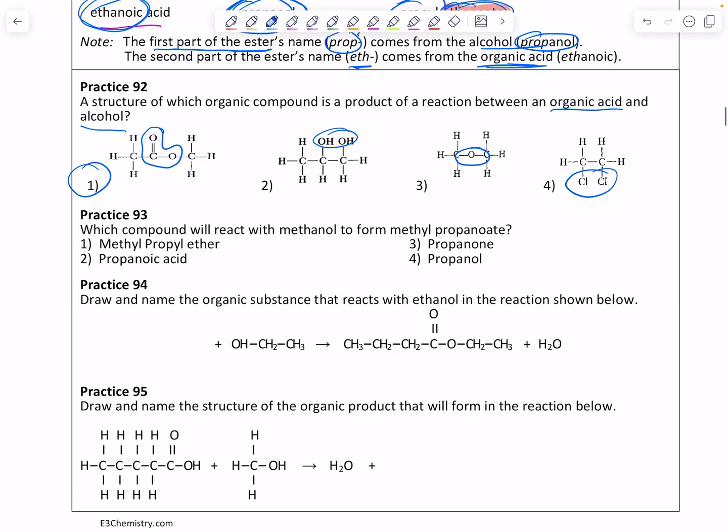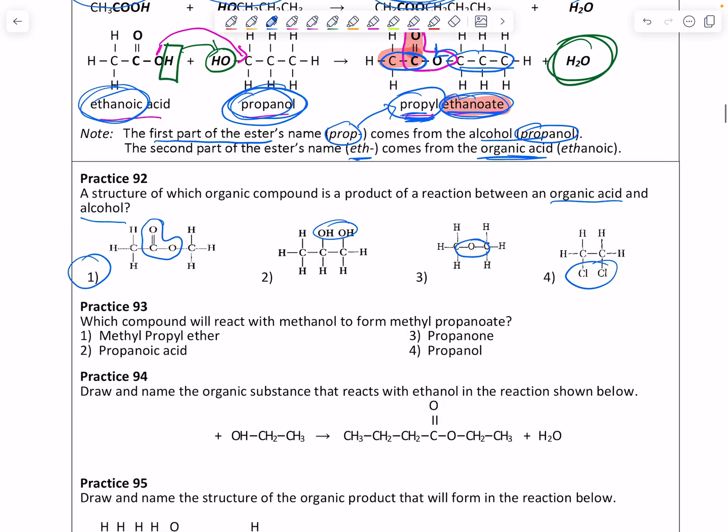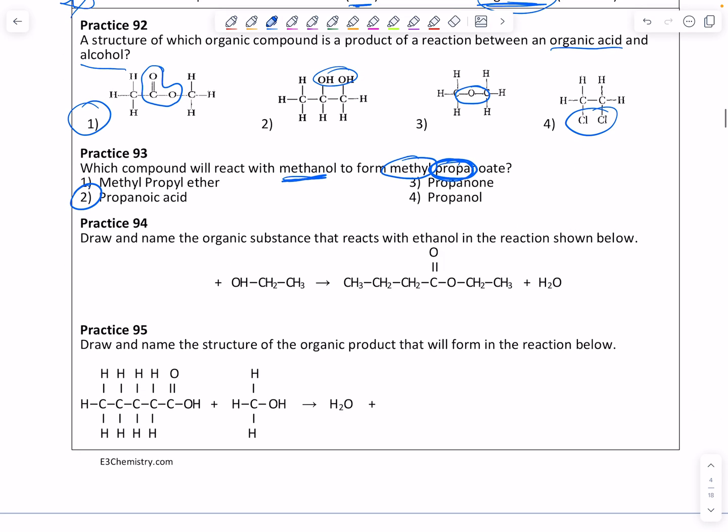All right, number 3, which compound will react with methanol to form methyl propanoate? So again, this goes back to the last little note, that the first part of the ester's name is going to come from the alcohol. So if I have methanol, the methyl came from that. So in order to figure out the other compound that reacted to make this, I need to look at the name part of the second one. So it's propanoate. So that means it has to be prop, and it has to be the organic acid. So in this case, it would have to be propanoic acid for it to make that ester. All right, 94.